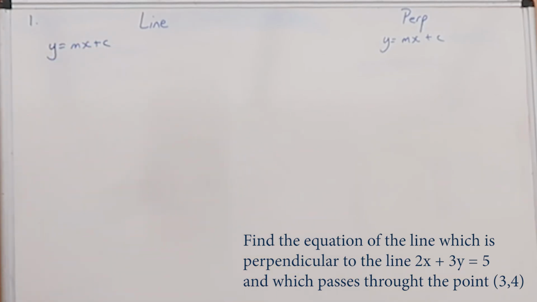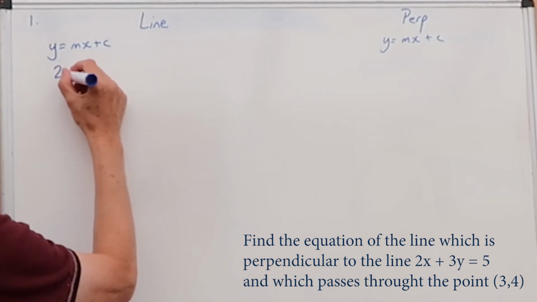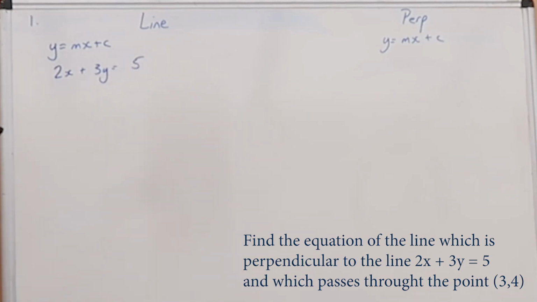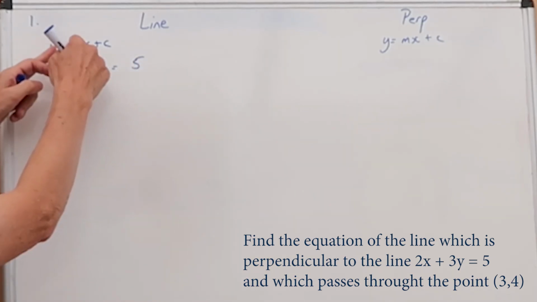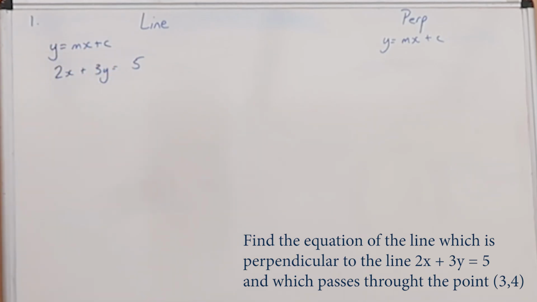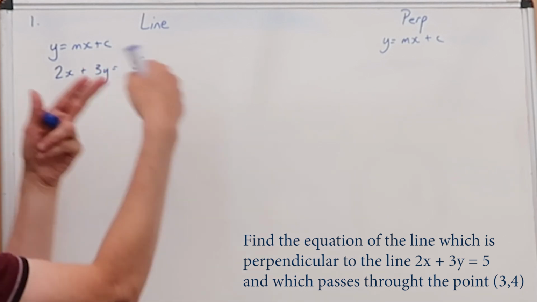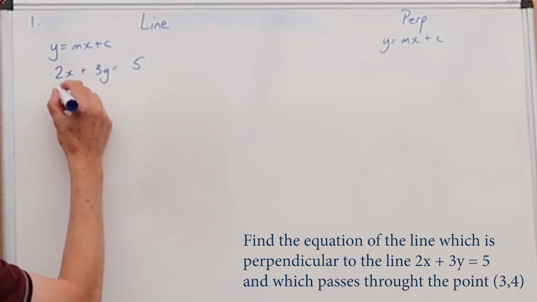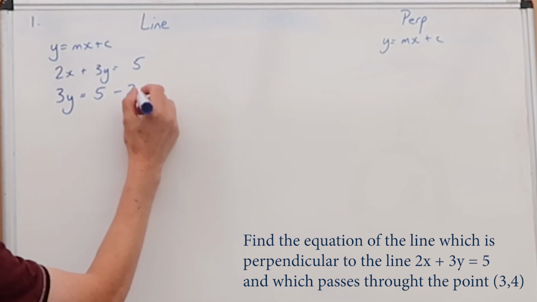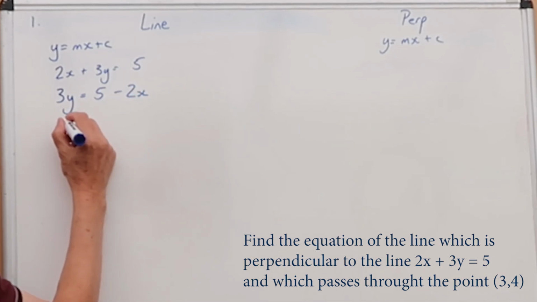So the line is 2x plus 3y equals 5. The first thing we're going to do is try and make that look more like this form. You can see here we've got 3y and there's only 1y. So we want to get this 3y by itself and then divide by 3. So 3y equals 5 take away 2x. We've just taken away 2x from both sides. Now we divide by 3.